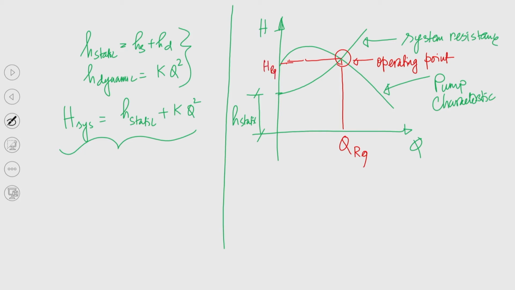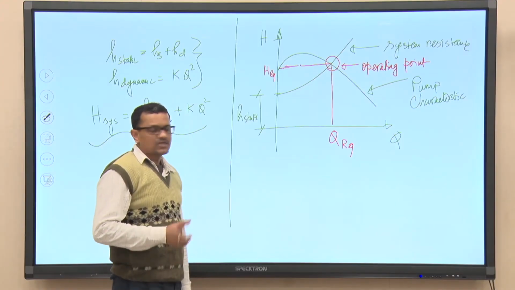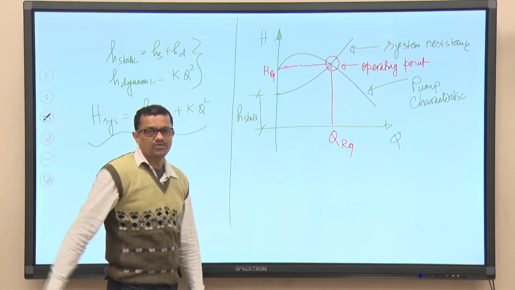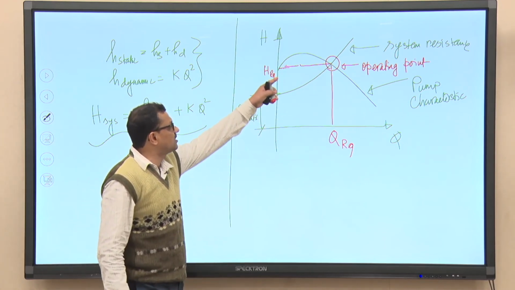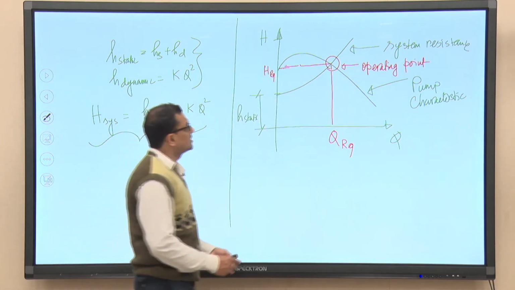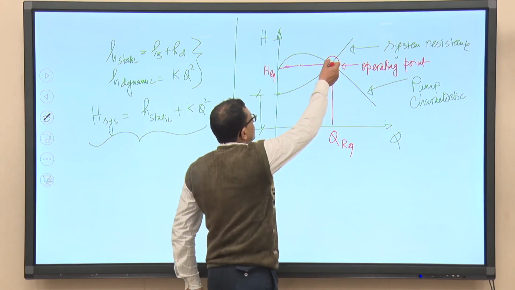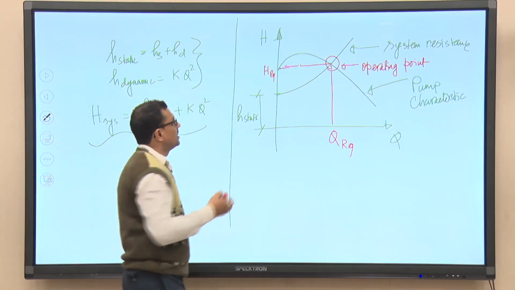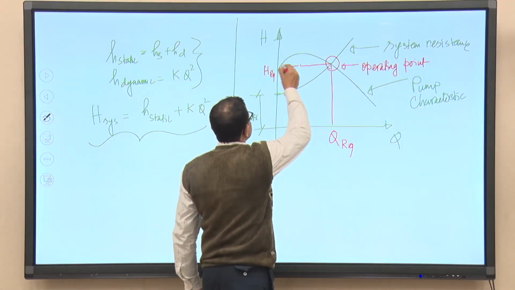The problem that I wanted to discuss here is that you can clearly see from this H-Q curve, that is from the pump characteristic curve, if you try to obtain the H requirement, the head corresponding to this operating point, the head that will be delivered by the pump is, you can see, that is here.